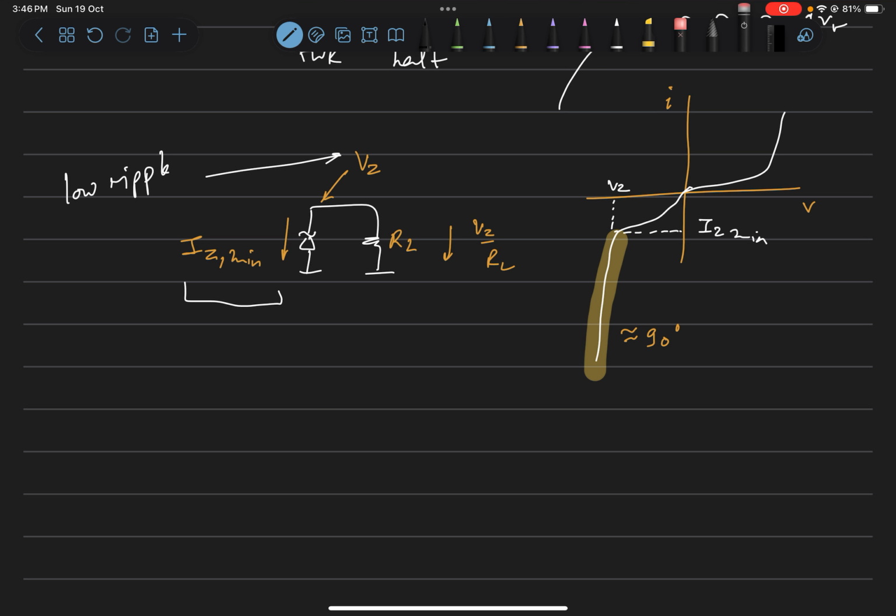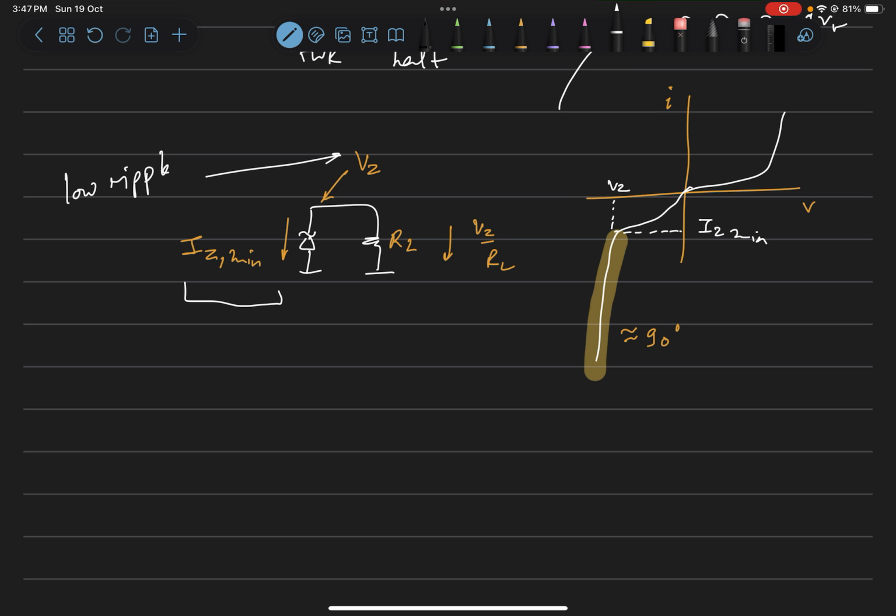But even if we have a ripple on the reverse bias current through the Zener diode, because this slope is almost close to 90 degrees, any ripple or change in IZ minimum will not be reflected in VZ to a very large extent, because VZ will fairly remain constant due to this 90 degree slope. So even if we have a ripple on IZ in this direction, the ripple on VZ will be low. So we will have a fairly regulated voltage.